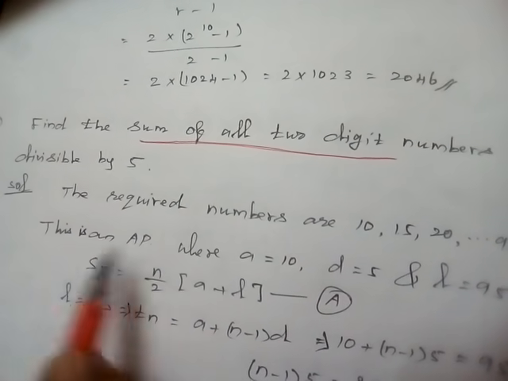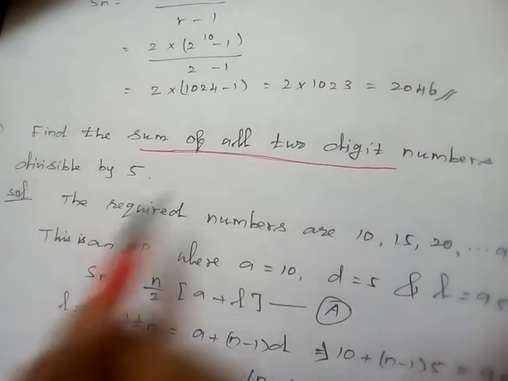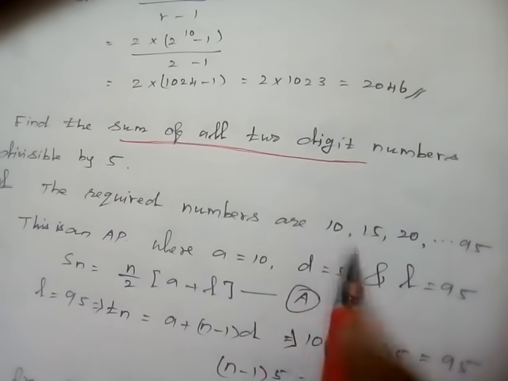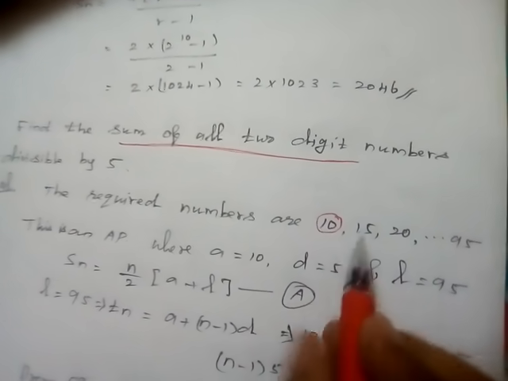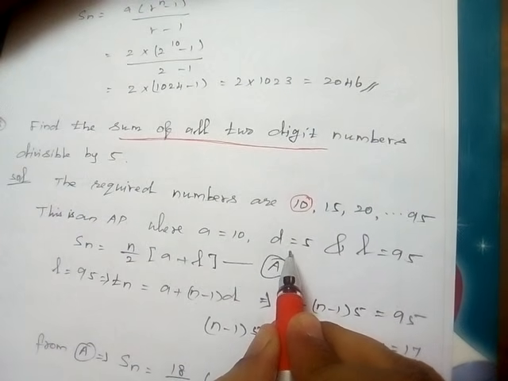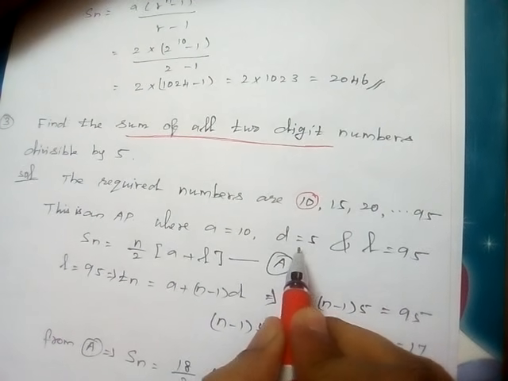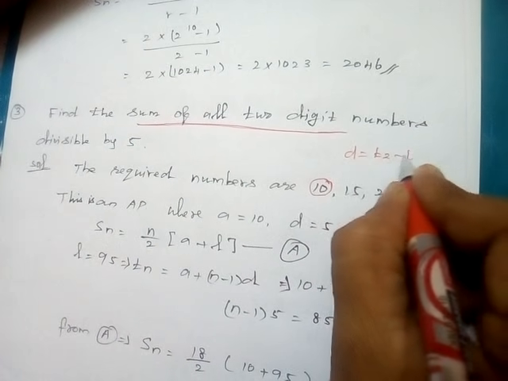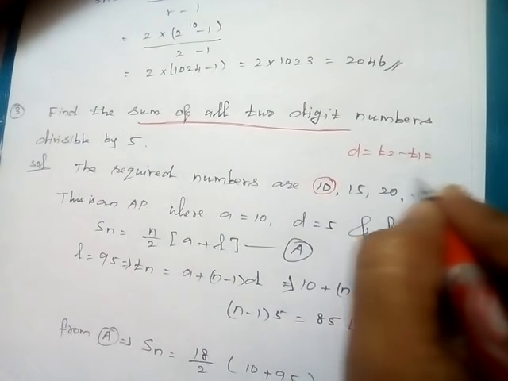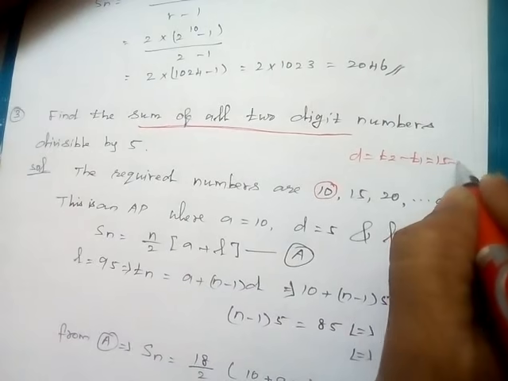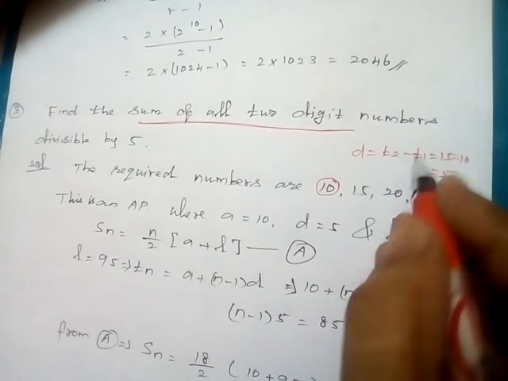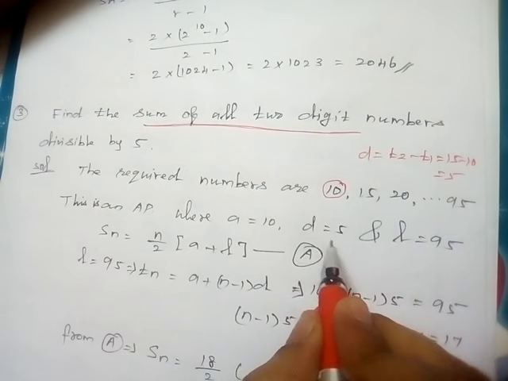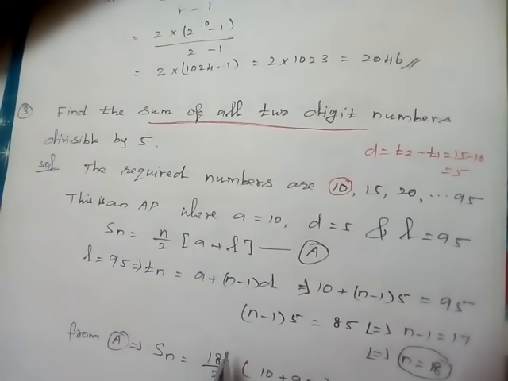Now we are going to find the sum. For this, a equals the first term, so a equals 10. The common difference d is found as the difference of successive terms, t2 minus t1, which means 15 minus 10 is equal to 5. Similarly, t3 minus t2 is also 5. So the differences are all equal, and this is an arithmetic progression.